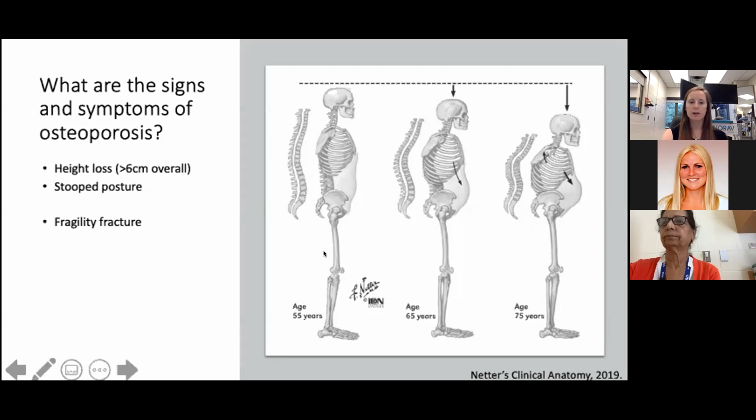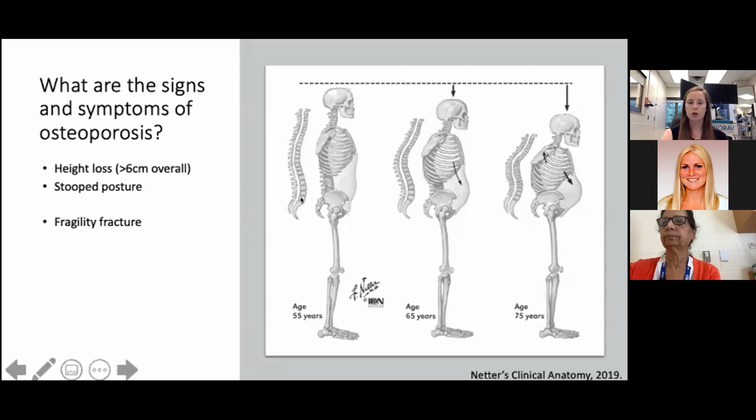So if we look at this skeleton here, we can see at age 55, he was this height, and then he decreased and decreased again. Probably at this point, the skeleton has really realized that they've had a big decrease of their height. And so we need to see more than 6 centimeters, or if it's measured by a doctor, it can be a little bit less than that.